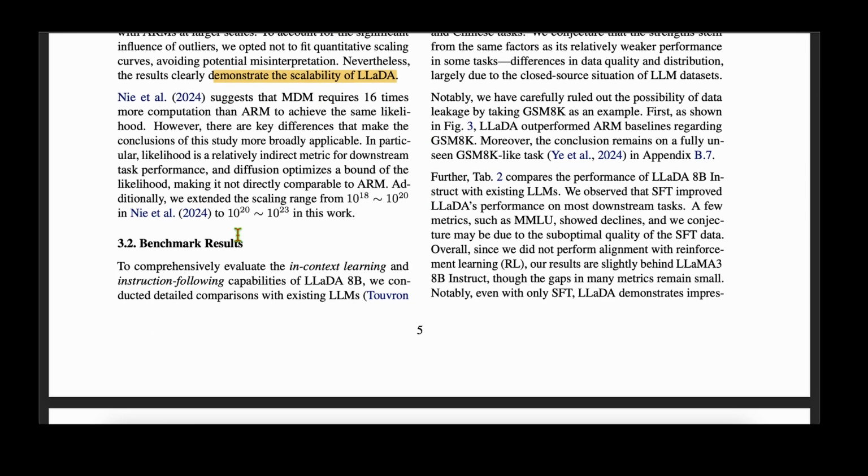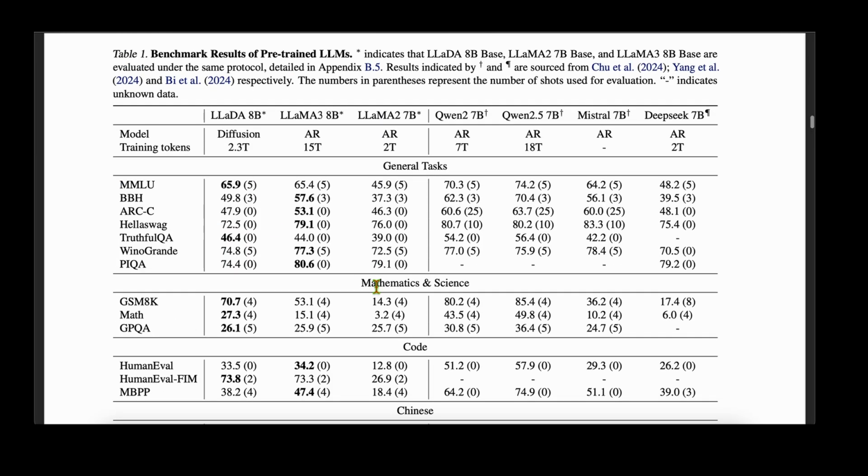Now, one of the next things that they demonstrate is the benchmarking on different results. So with those positive results on scalability, they've also shown some results on benchmarking and comparing them to Llama 3 and Llama 2 models, and they have kept the number of parameters equal as much as possible. For example, this is 8 billion and this is also 8 billion, and they've also compared with Qwen and Mistral and DeepSeek. They're all 7 billion, so that the comparison is like for like.